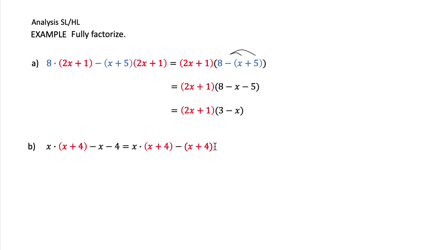And now we have two terms, this and that, and they both have x plus 4. So x plus 4 is our common factor. Then again, inside the brackets, think: what times x plus 4 makes the first term in here? Well, x plus 4 has been multiplied by x, so we have to put x in here. Then what times x plus 4 gives that? Well, x plus 4 has been multiplied by negative 1, so we'll have to put negative 1 in here. And then we're ready again.